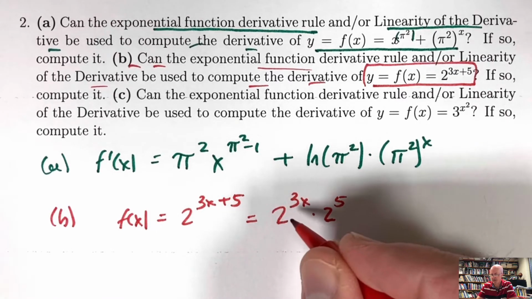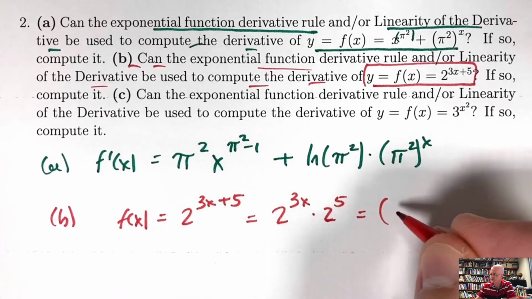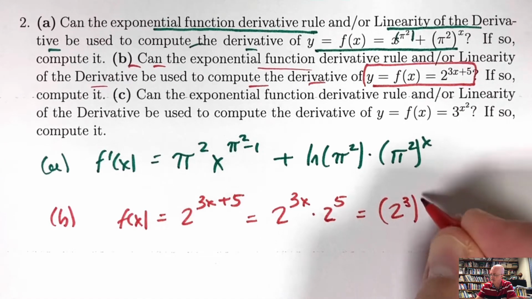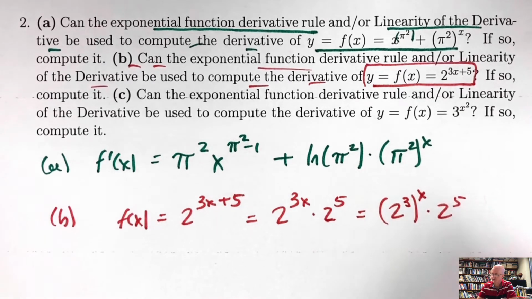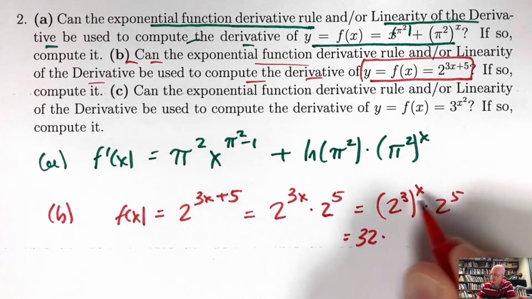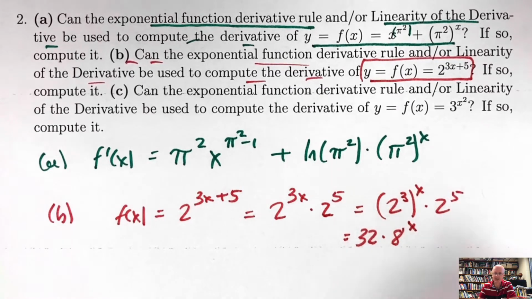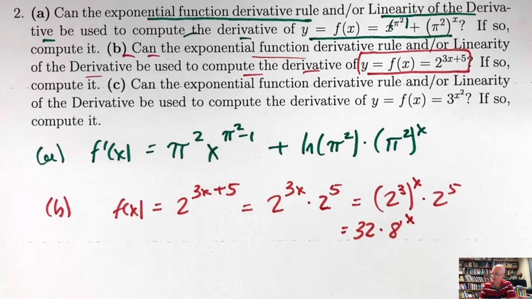And 2 to the 3x, how about that? That 3 seems to be messing things up. However, we can use another property of exponents to write that as 2 cubed to the x. Of course, 2 to the 5th is 32, and 2 cubed is 8. So this is the same function as 32 times 8 to the x power. I haven't taken any derivatives yet. I'm just rewriting the function in a form for which I can now use our rules.